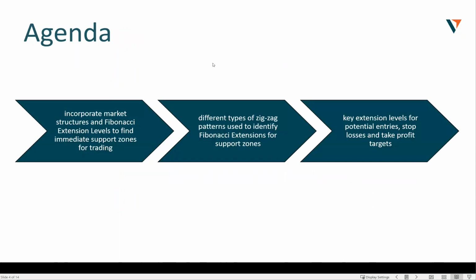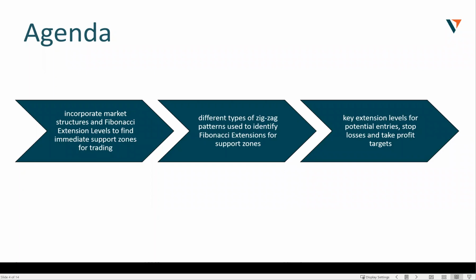So this is the agenda that we will be covering for today. First, we will take a look at how we can incorporate market structures. For this, I will cover a bit more on the different types of market structures that are in the market. At the same time, we will take a look at the different Fibonacci extension levels and how we can use them to find support zones for our trading.